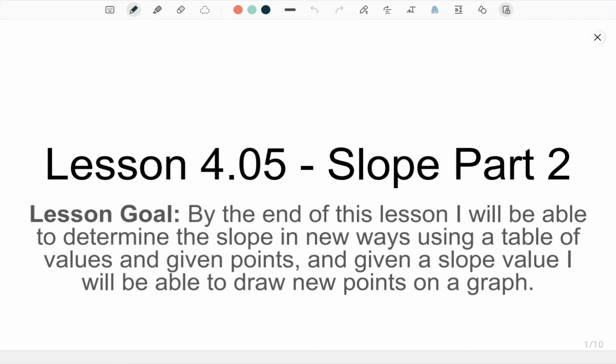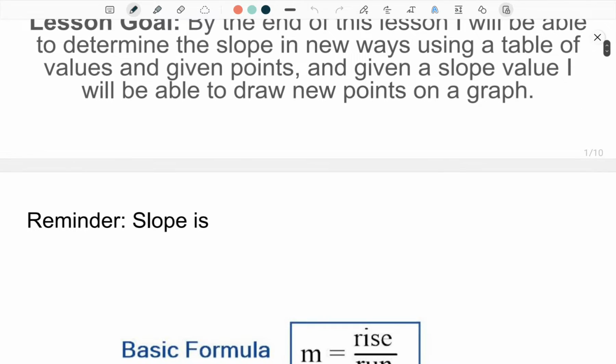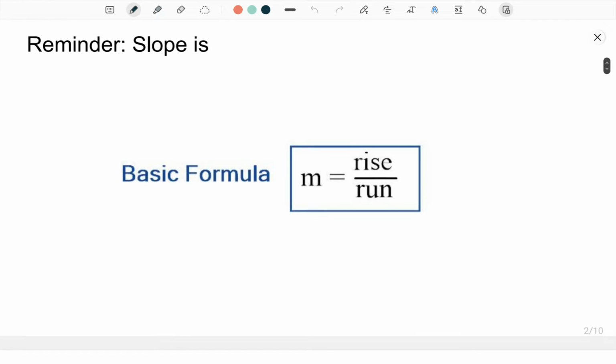Let's take a look at slope. So we've looked at some slope before, and we're going to go a little more in depth today. By the end of this lesson, you should be able to determine the slope in new ways using both tables of values and given points. And you'll also be able to draw new points on a graph if you already have one and the slope. Let's go down and remind ourselves of what we've seen before.